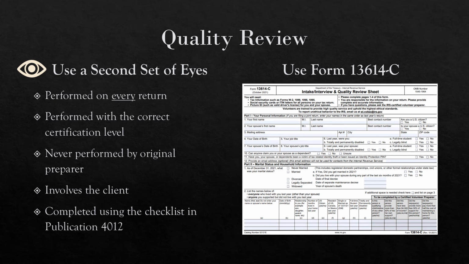As we talked about before, it involves the client. You need to be asking questions of the client if you see something that needs clarification. And there's also a checklist in Publication 4012. Remember, that's our big VITA resource that has a lot of the information that we're going to be looking for. There's a checklist in there that you follow to complete the quality review. Make sure that you are looking at everything and not forgetting some things.